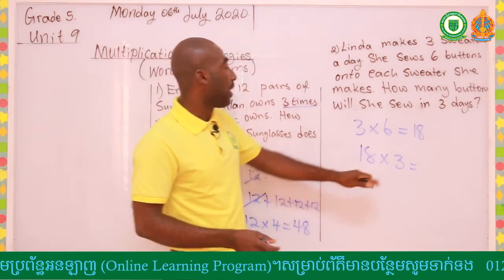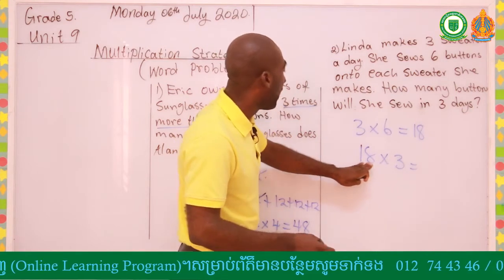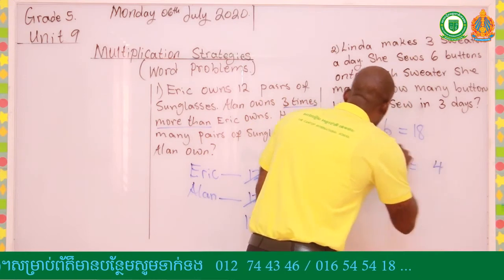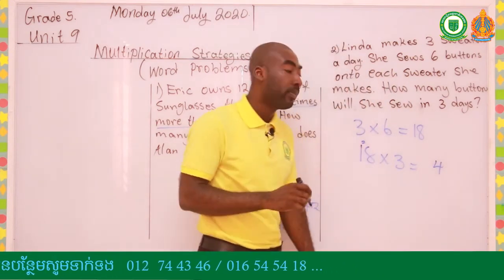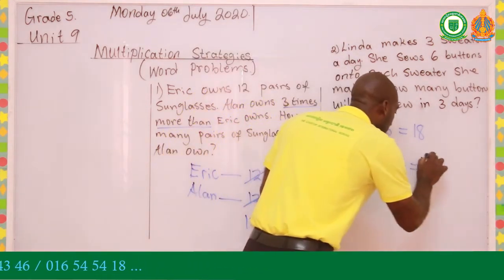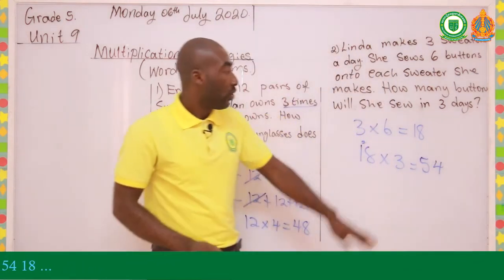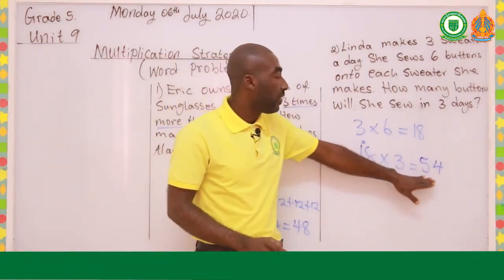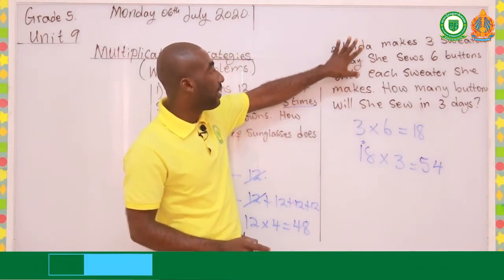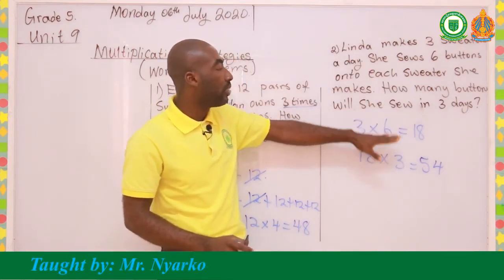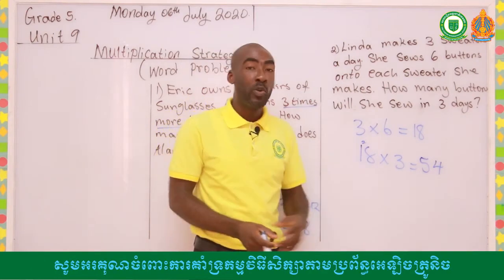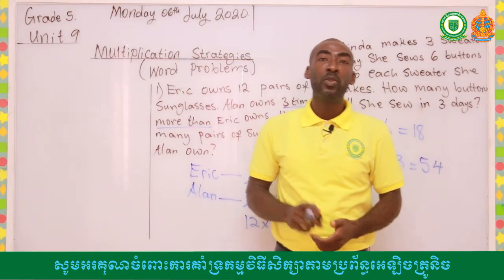Right? Okay, so now let's see. You multiply your 3 by 8, you get 24, okay? So you put your 4 here, and you have 2 here. You multiply your 3 by 1, which is 3, plus 2, that will give you 5. So in all, she is making 54 buttons in 3 days. Okay, so always take the first numbers together, and then you build your equations up to the final answer that you will get. Okay, I hope this has gone very well with you.